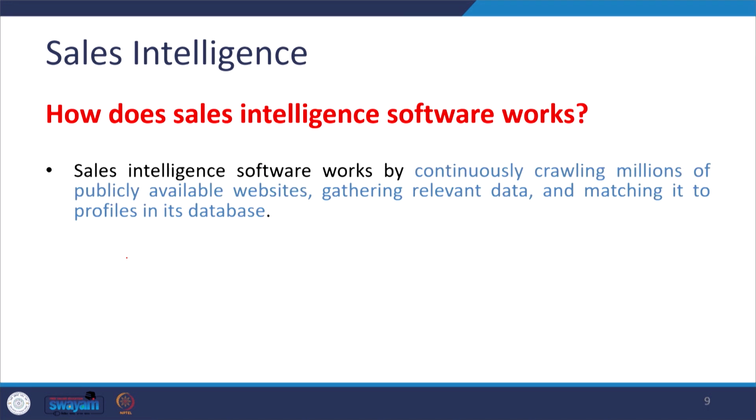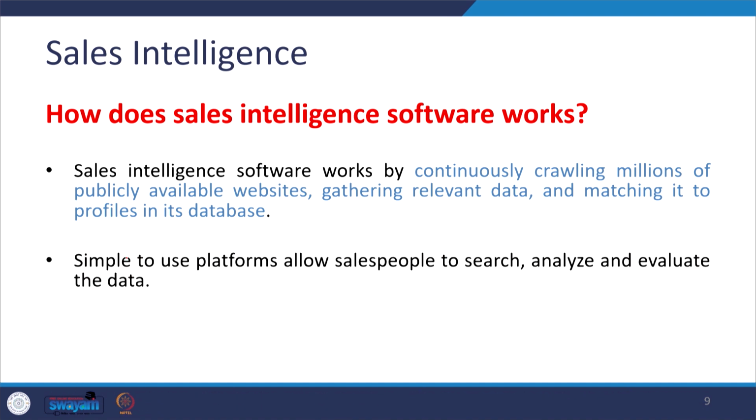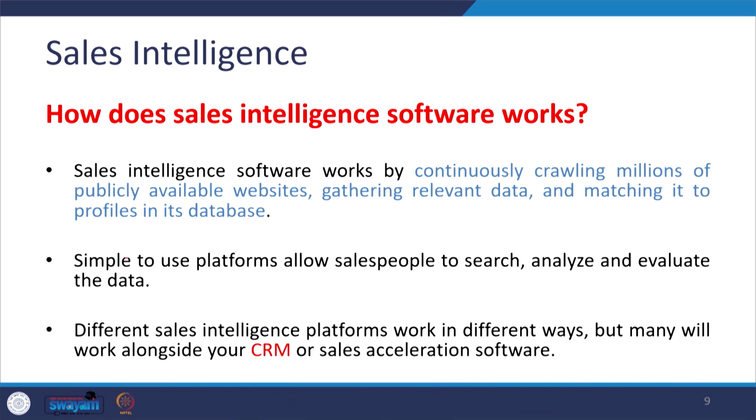Going further, sales intelligence software works by continuously crawling millions of publicly available websites, gathering relevant data and matching it to profiles in its database. Simple-to-use platforms allow salespeople to search, analyze and evaluate the data. Different sales intelligence platforms work in different ways, but many will work alongside your CRM or sales acceleration software, which maybe your organization is already using.